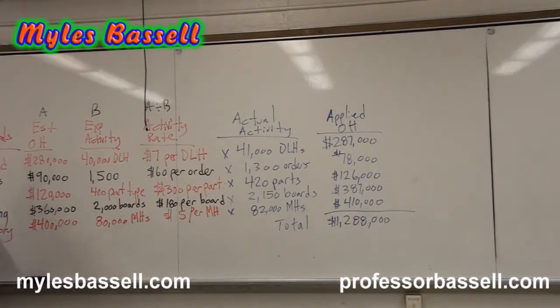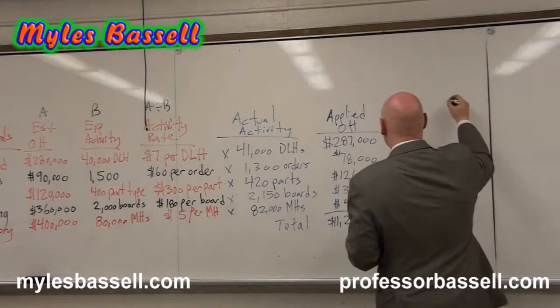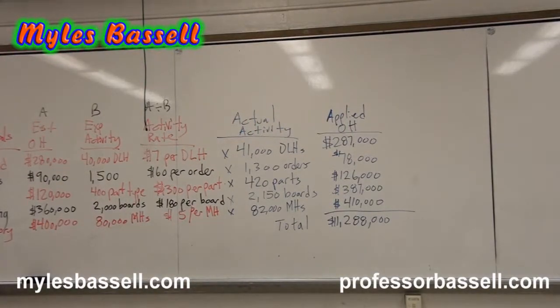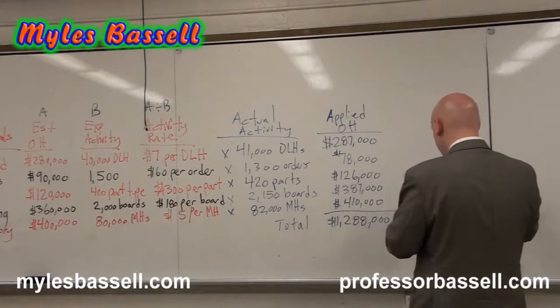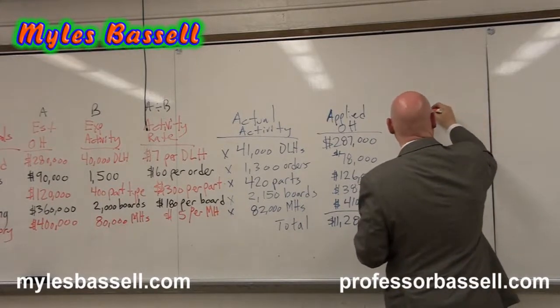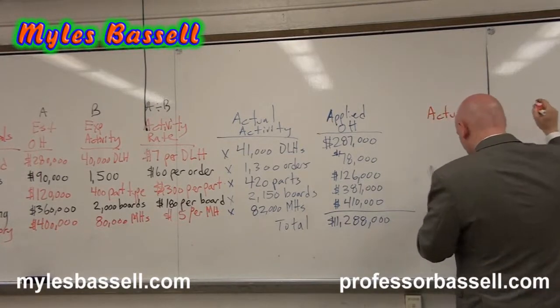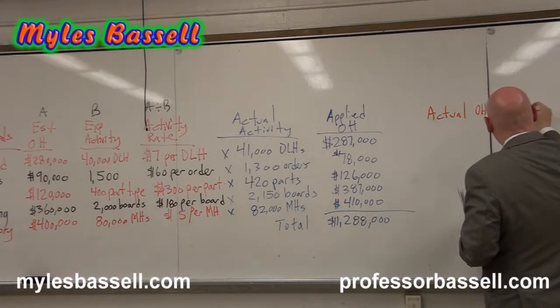Okay, so let's go back. Let's see, where do we have some board that we can work with? Let's go over here. All right, so the actual overhead. Siobhan, right? Yes. All right, tell us, Siobhan. So the actual overhead incurred is the $1,302,000.